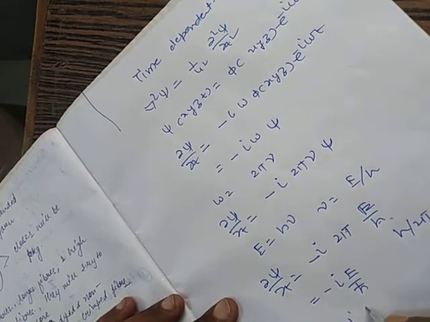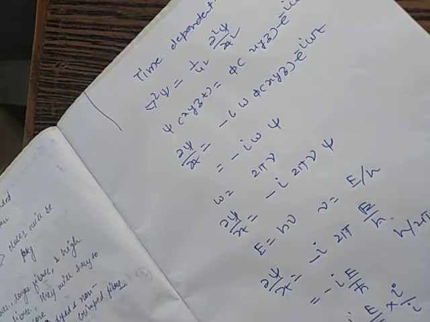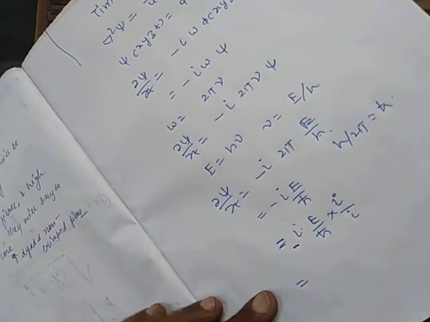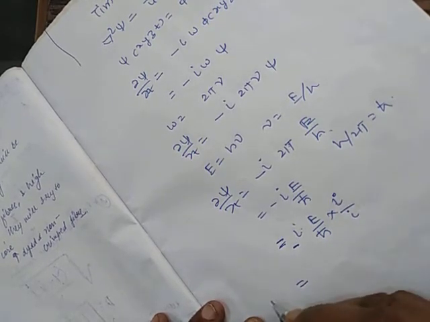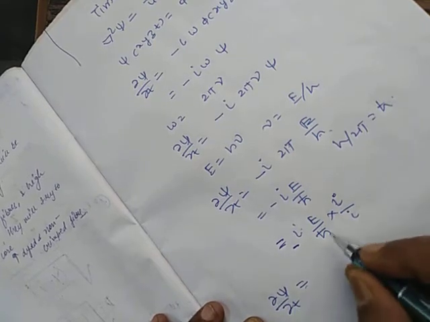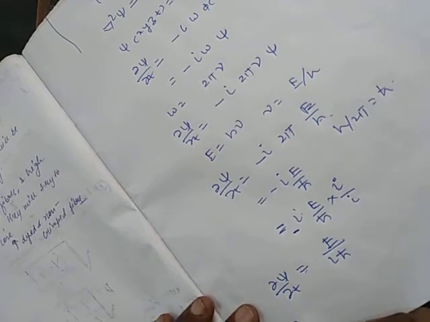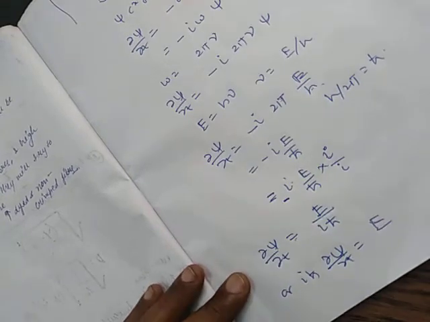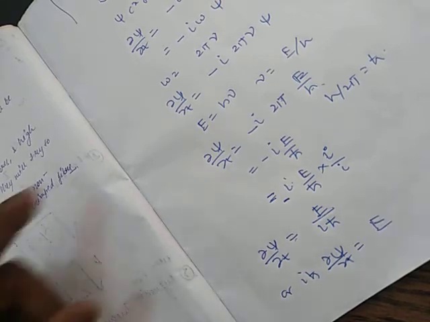Now, minus iota E by h cross, if I multiply by iota and divide by iota, a minus sign is already there. So this iota will be minus and this minus will be plus. So we can write del psi upon del t is equal to E upon iota h cross, or iota h cross del psi upon del t is equal to E. So the value of E, we have calculated as iota h cross del psi upon del t from this derivation.